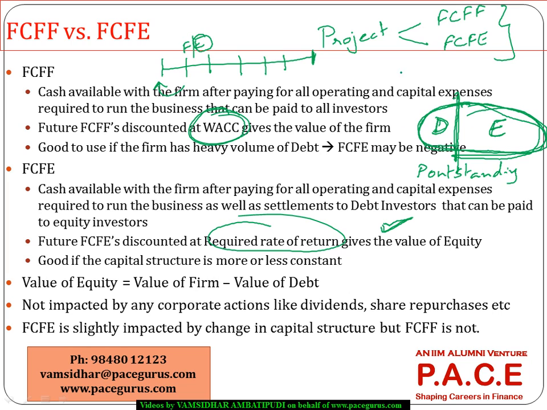So it does not give me the value of equity share directly. I will end up finding out the value of the firm by discounting the future FCFFs by the weighted average cost of capital, and from that I remove the value of the debt, which is the amount of debt that is outstanding as on that date of valuation, which gives me value of equity, and then divide it by the number of outstanding shares to arrive at value per share.